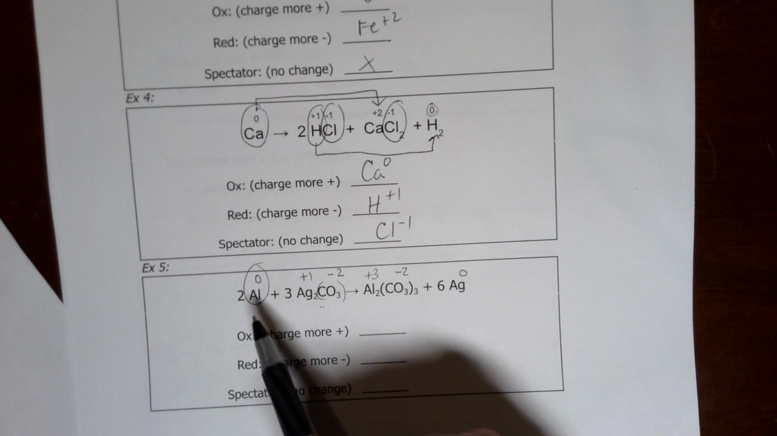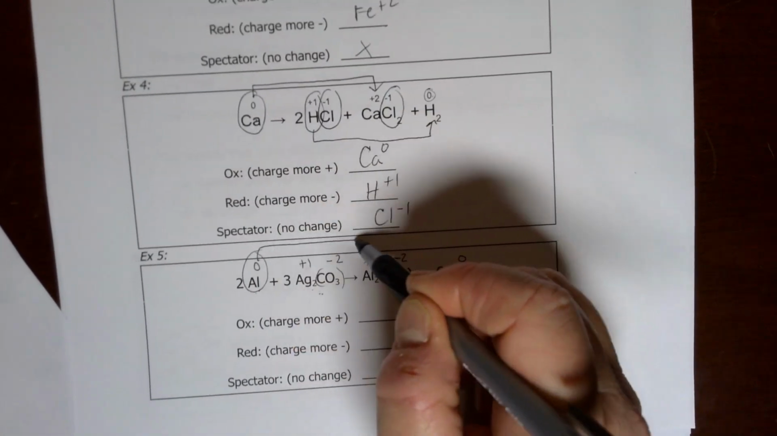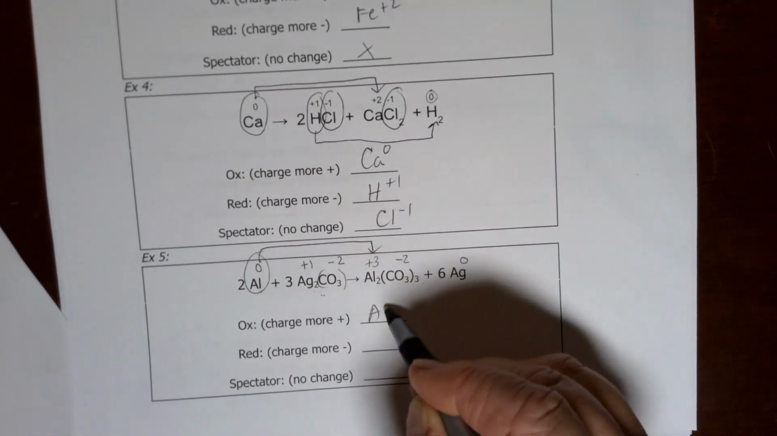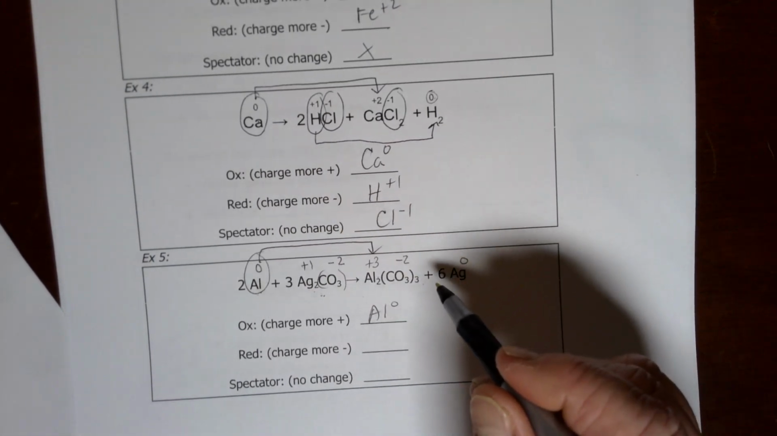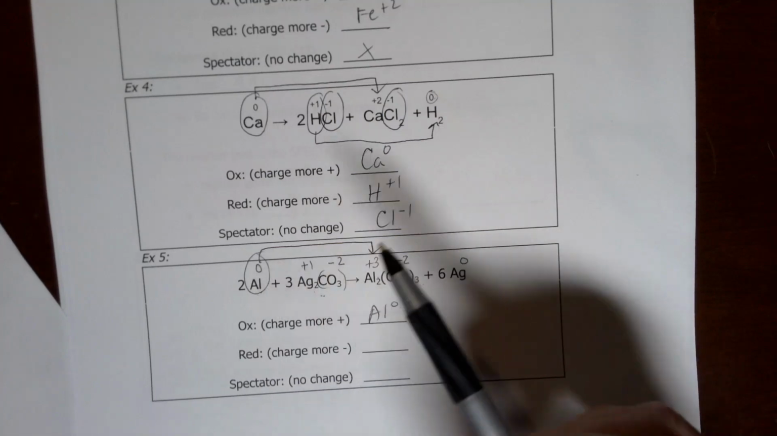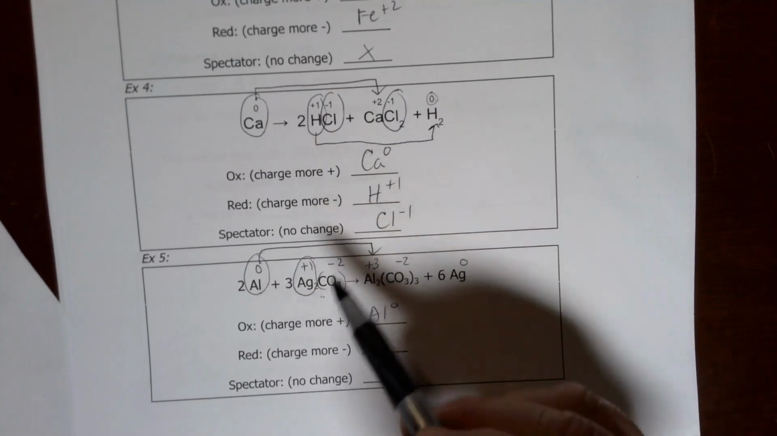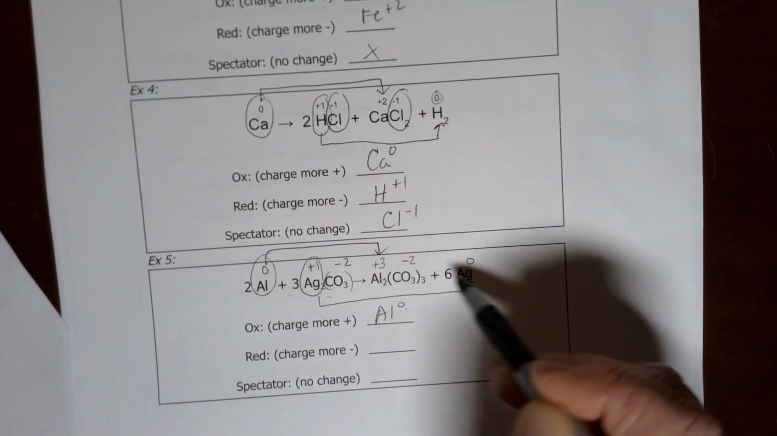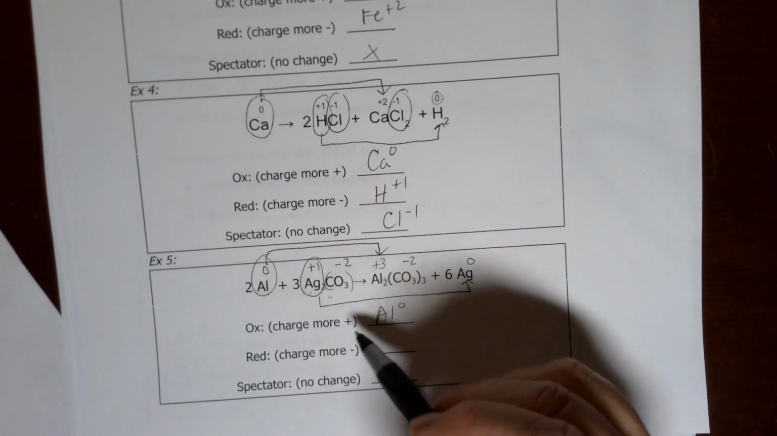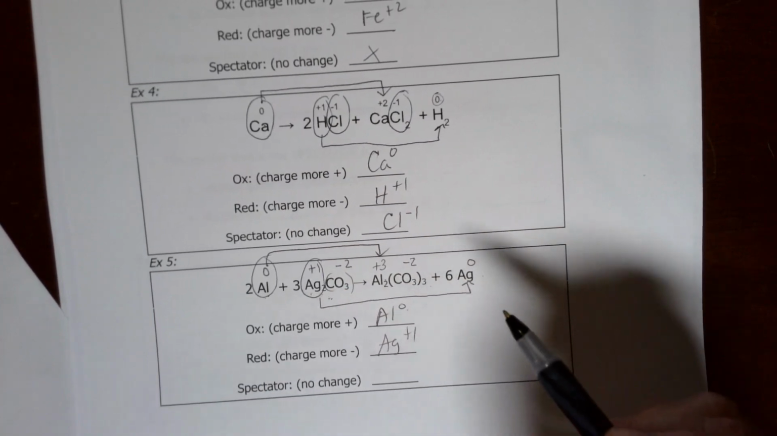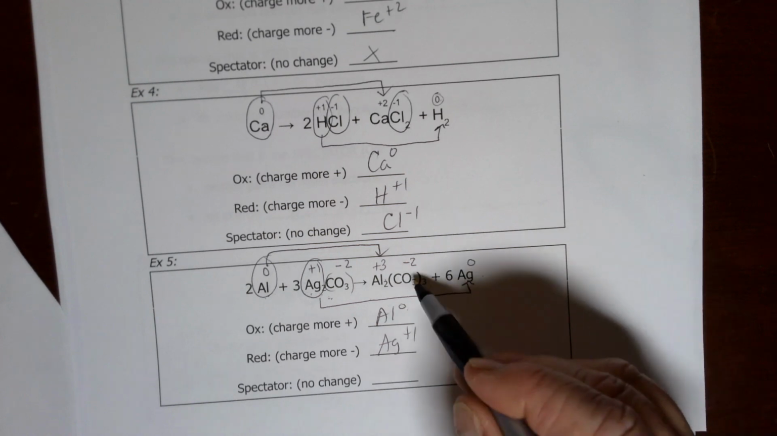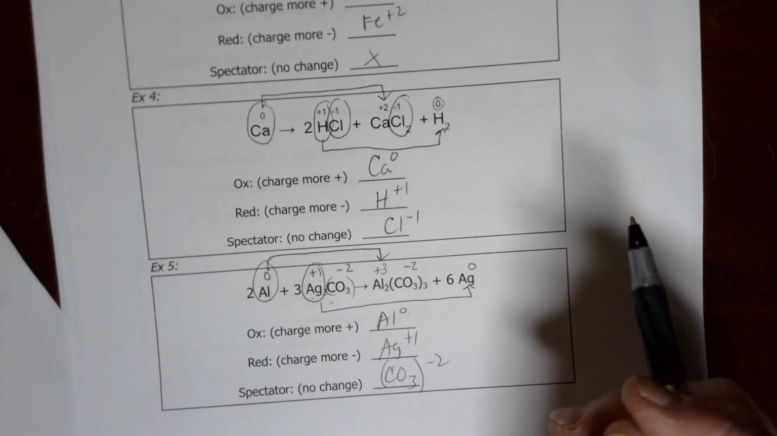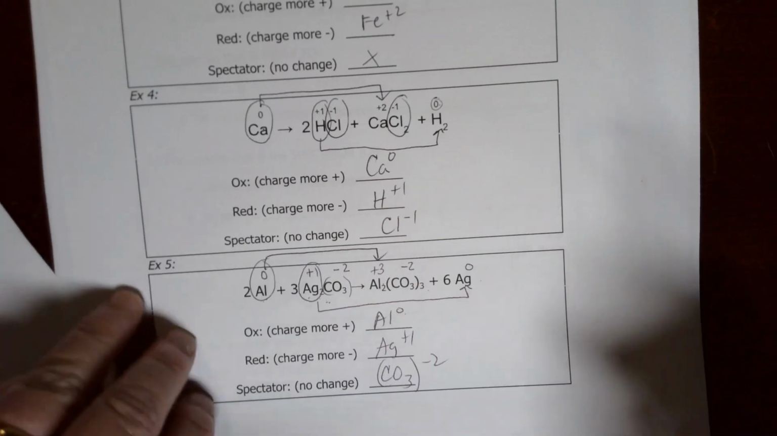What gets more negative? Well, let's track things. We've got aluminum 0 starting out as 0, but it ends up as a plus 3. So the fact is that Al0 gets more positive, means Al0 is what is oxidized. Now let's take a look at the silver plus 1. It starts out as a plus 1, ends up as a 0. That charge went down, so that means Ag plus 1 was reduced. And of course, you can probably see here that the carbonate ion, CO3 minus 2, is a spectator. There's no change in the charge.